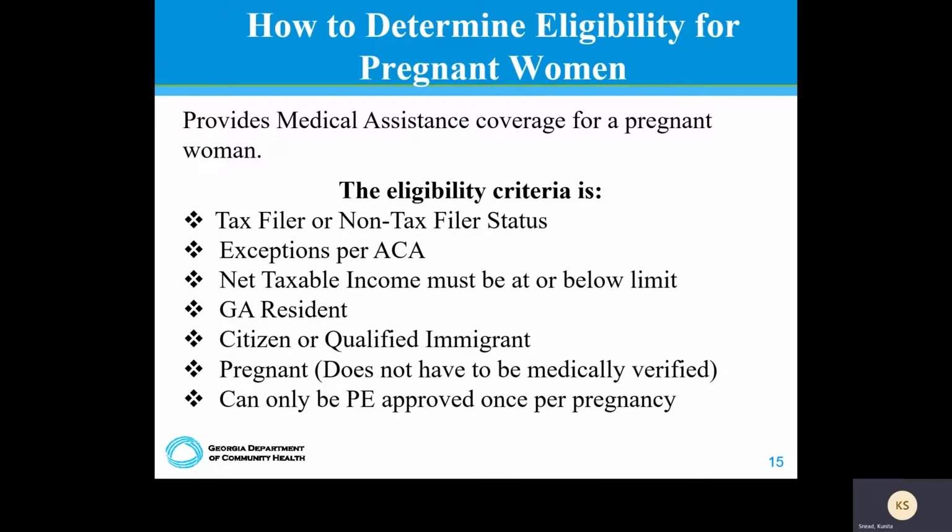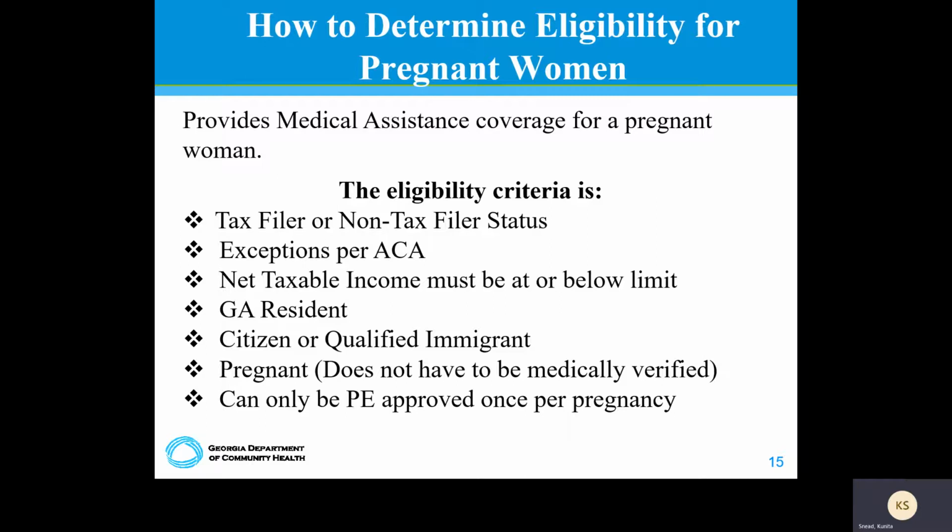The next aid category is your pregnant women, and it's really self-explanatory. So it's just coverage for women that are pregnant. They cannot be in their postpartum period. They have to be pregnant at the time of application. So their eligibility criteria is the same as what we've just went over about the tax filer, non-tax filer status, exceptions, the income meeting the income limit, have to be a Georgia resident, U.S. citizen, or a qualified immigrant. And then the only other extra eligibility criteria is that they must be pregnant.